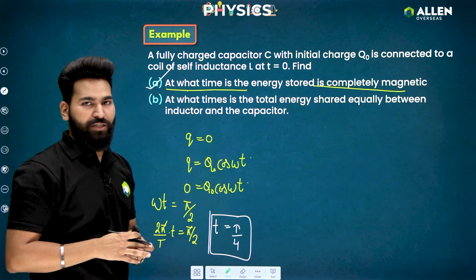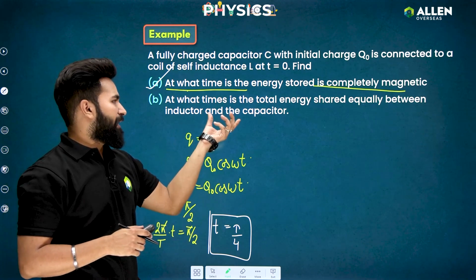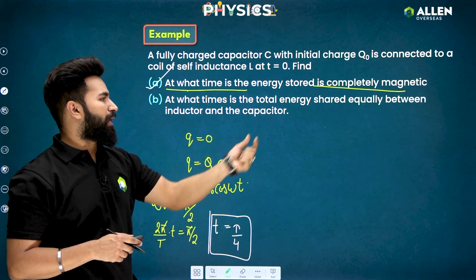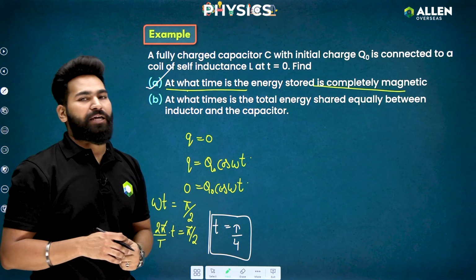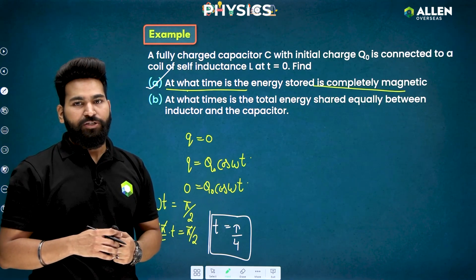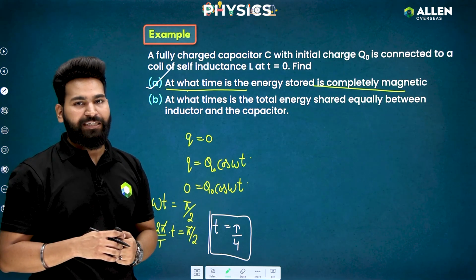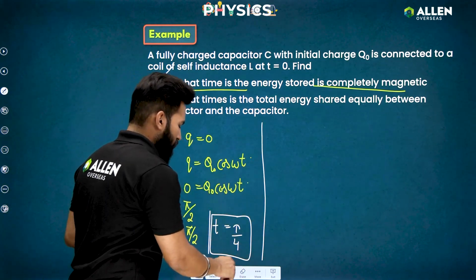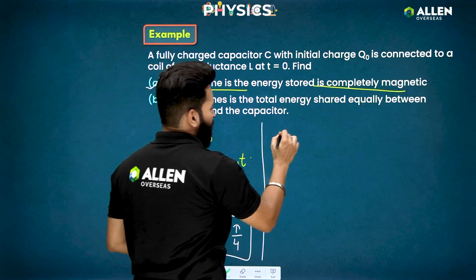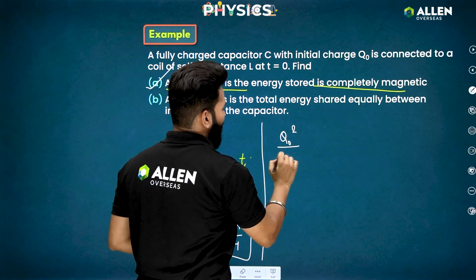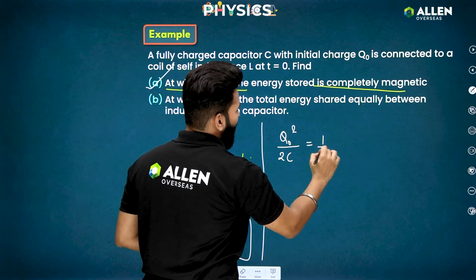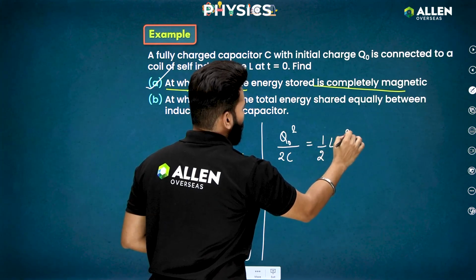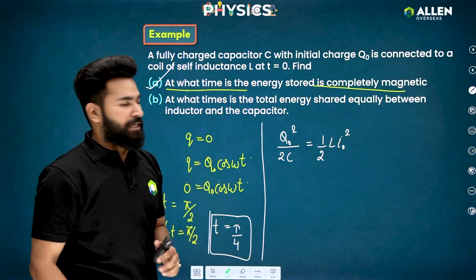Moving on to the next part of the question, it is saying at what times is the total energy shared equally between the inductor and the capacitor. The energy should be shared equally between the inductor and the capacitor. So if the energy is getting shared equally, I can simply say that Q naught square by 2C will be equal to half L I naught square, right?